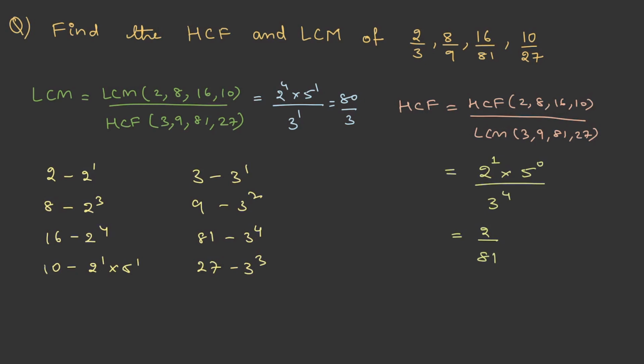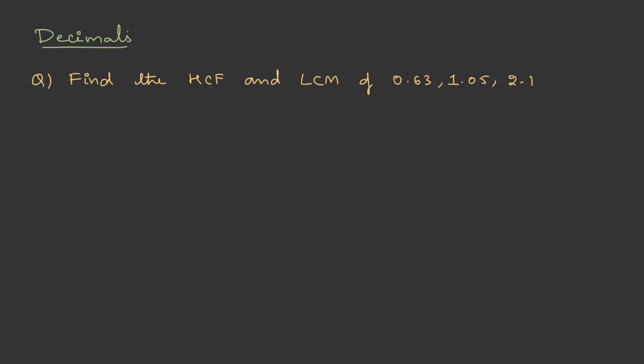Now, let us move on to decimals. Here we have a question, find the HCF and LCM of 0.63, 1.05, 2.1. Whenever we have decimals, convert them into fractions. So, 0.63 can be written as 63 by 100, 1.05 as 105 by 100, and 2.1 as 21 by 10. Then make all the denominators equal. So, 100, 100, but here we have 10, so make it 100. When we put a 0 in the denominator, we need to put a 0 on the top, so it becomes 210. Now, the denominators are equal, therefore, we can take the numerators and find LCM and HCF.